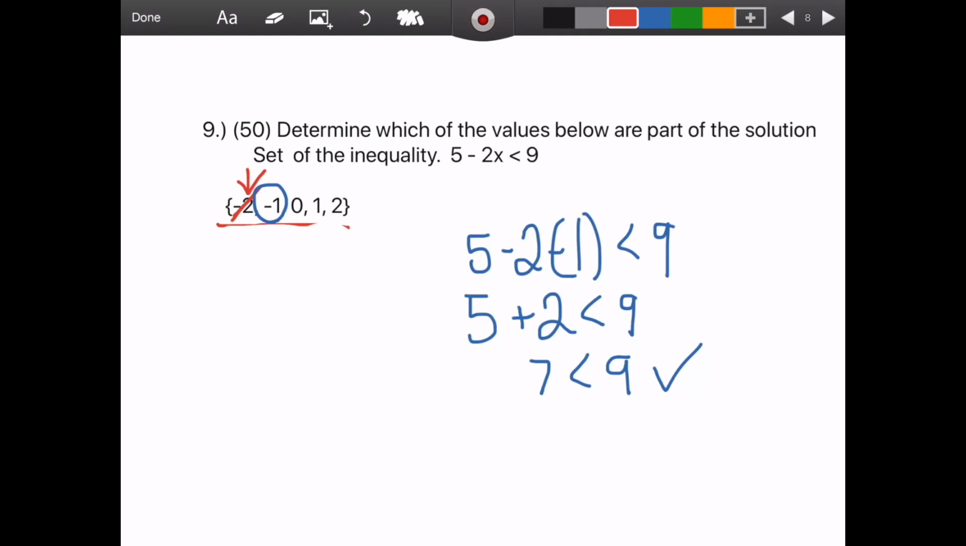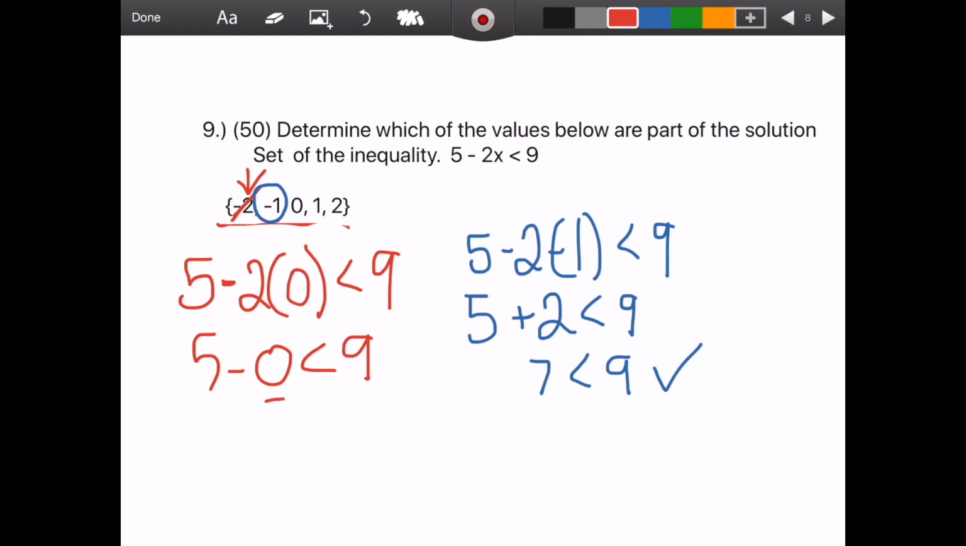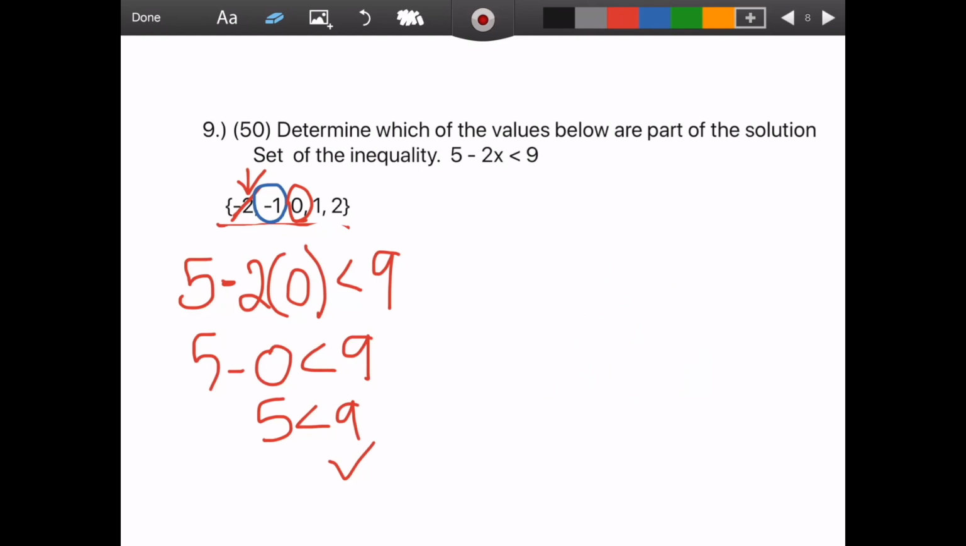Now let's try 0. 5 minus 2 times 0 is less than 9. 5 minus 0 less than 9. So 5 is less than 9, so that works. So that one works. So probably all the rest of these are going to work, but on a test, I would still work them all out just to make sure.